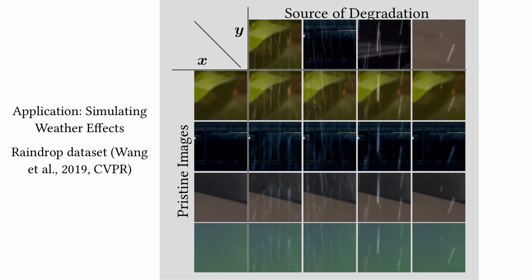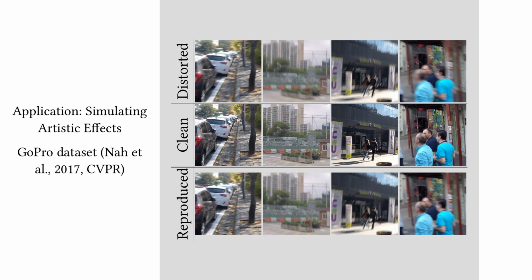So these are the test results on the raindrop dataset. The results demonstrate our model's artistic applications in simulating weather effects. These are the test results on the BERT dataset. The first line shows images in the dataset with real-world motion blur. The second line shows the clean counterparts of the images. The third line shows the images with motion blur synthesized by our model. The results demonstrate our model's artistic applications in simulating realistic motion.